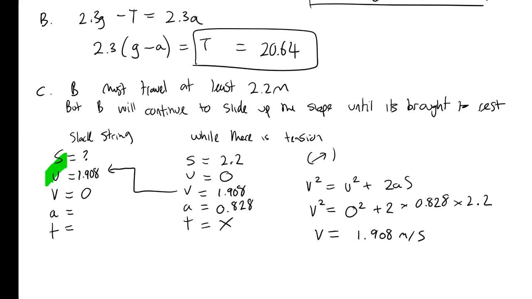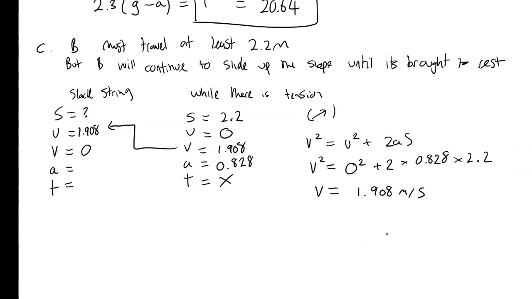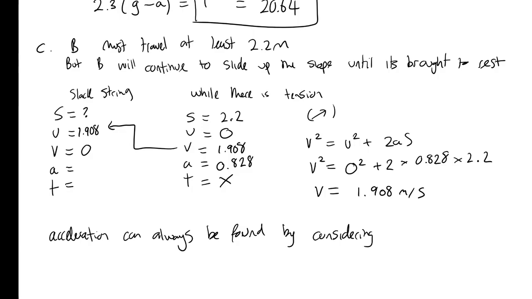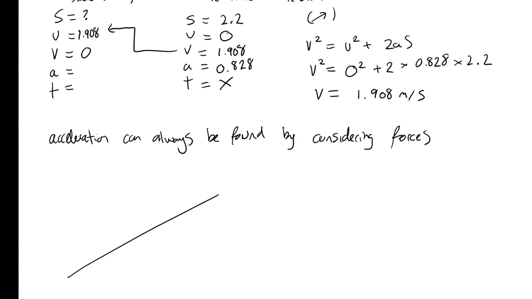But we still have a problem over here with this SUVAT in that we only have 2 pieces of information, so we need a third. One key point is that acceleration can always be found by considering forces. So let's do that. So B is sliding up the slope with some speed. In this case there's no tension because A's hit the ground and the string has gone slack.